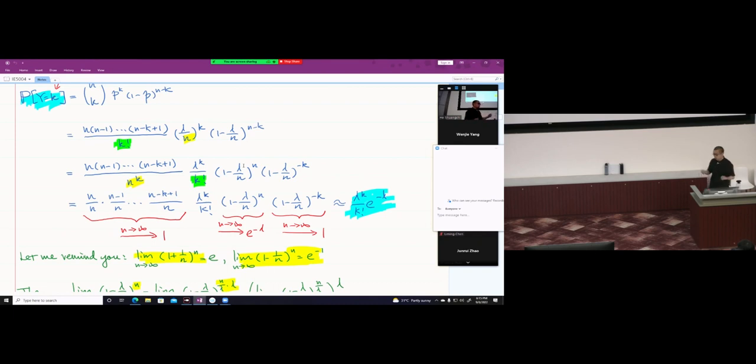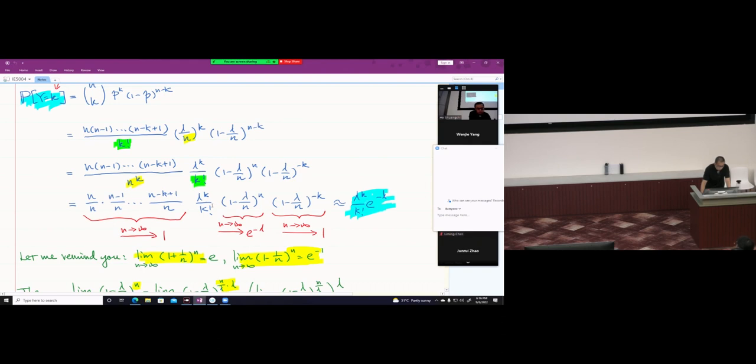Given this expression, next we will do the following. Because I said that n is a big number and p is a small number, let's see what happens when n goes to infinity. First, let's check this fraction. In the numerator, we have the product of k numbers, so we express it as the product of k fractions. Here, k is a fixed number, so each term will converge to 1. As a result, when n goes large, the product of all of them will go to 1, right? So this is the first limit.